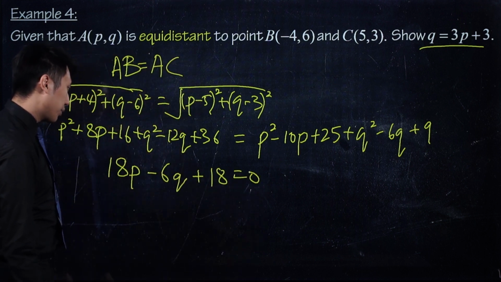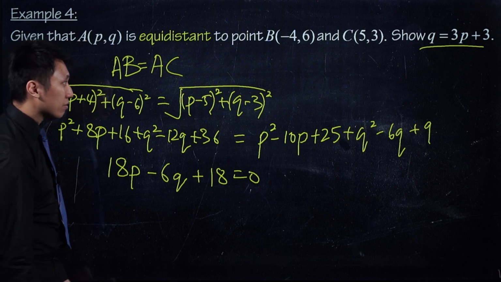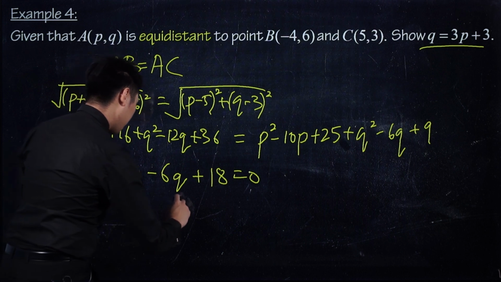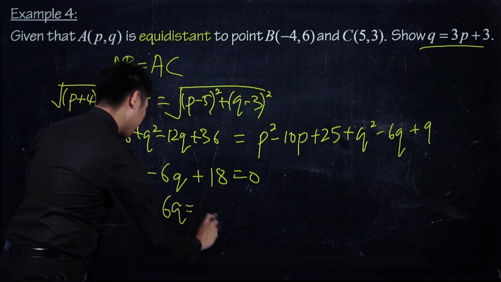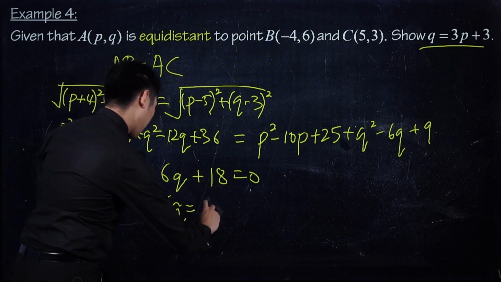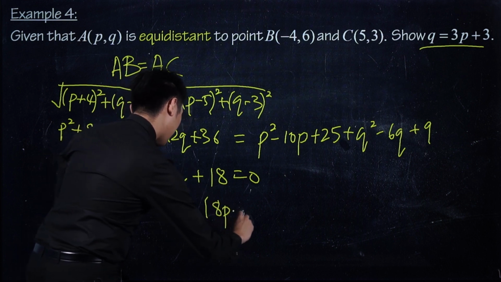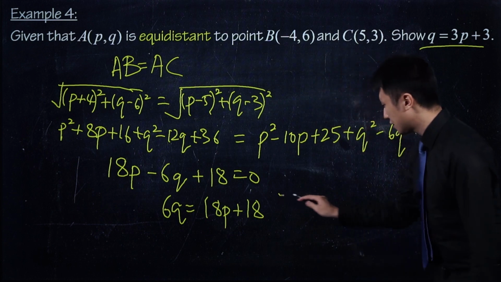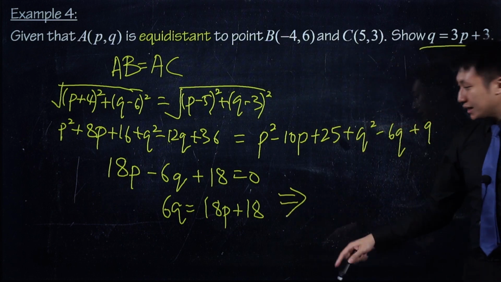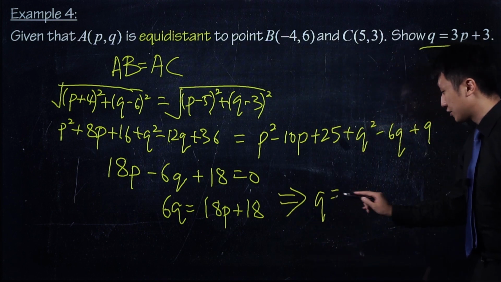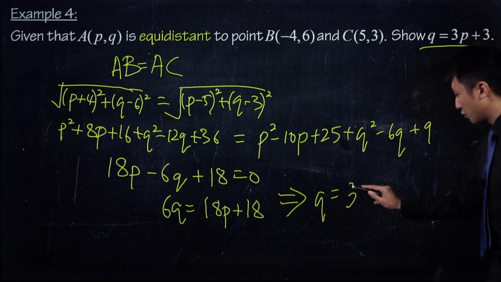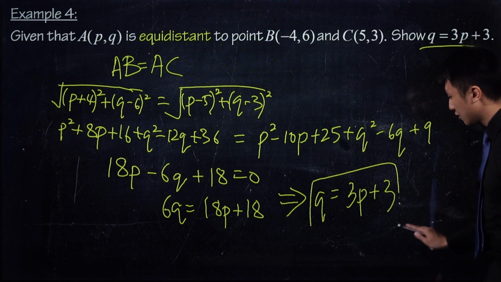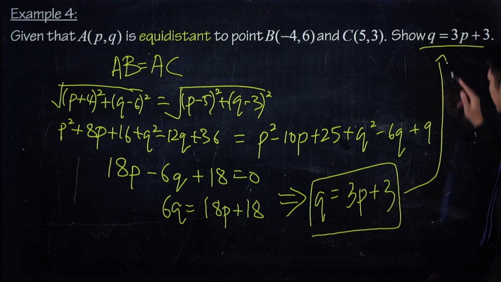So what we do now, we want q in terms of p and the number, we move it over the other side. So 6q is equal to 18p plus 18. Hence, divide by 6, q is equal to p plus 3, which is your answer here. Okay?